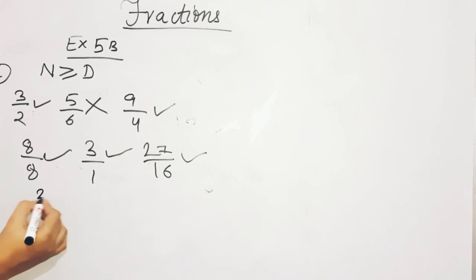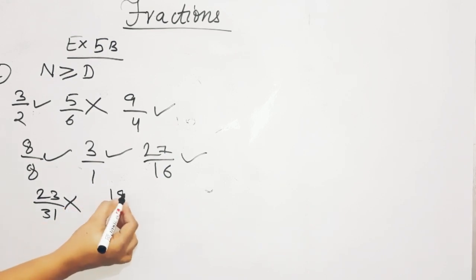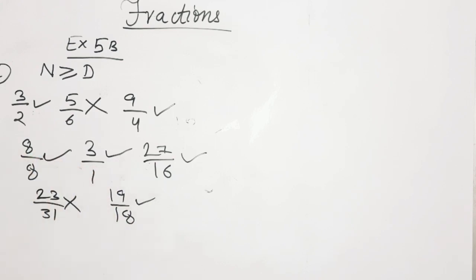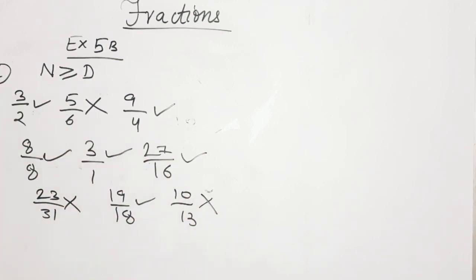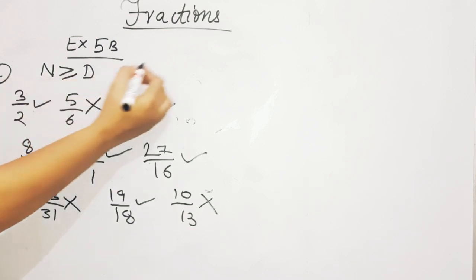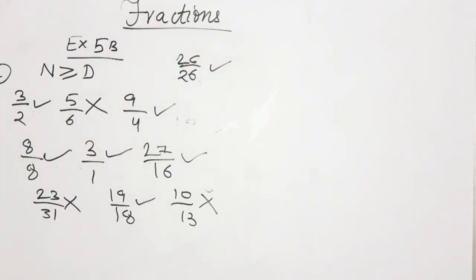Now 23/31, this is not an improper fraction because the numerator is less than the denominator. This is a proper fraction. Okay. Now 19/18, this is an improper fraction because the numerator is greater than the denominator. 10/13, this is a proper fraction because the numerator is less than the denominator. 26/26, the numerator is equal to the denominator. That is an improper fraction. So now I hope you must have understood very well about proper fractions and improper fractions.